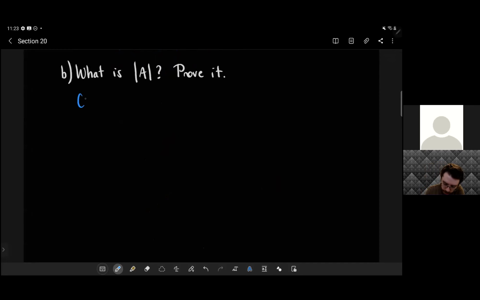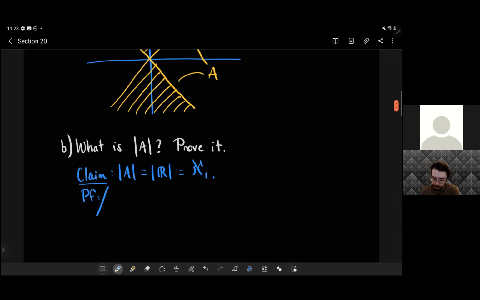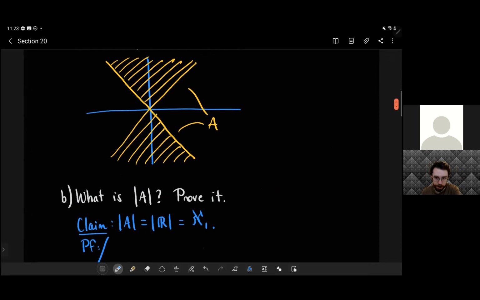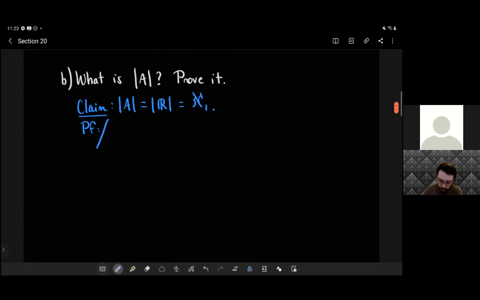Okay, so claim: the cardinality of A is, call it aleph sub 1 if you want. Let's prove it. Okay, it suffices to show an injection sort of the kind, actually 2 injections.